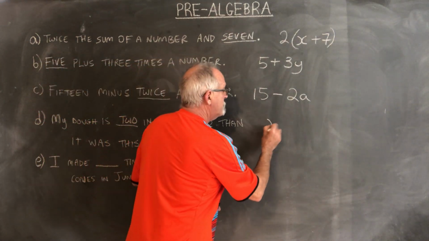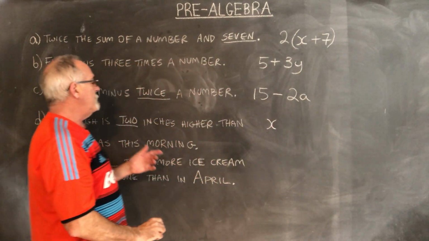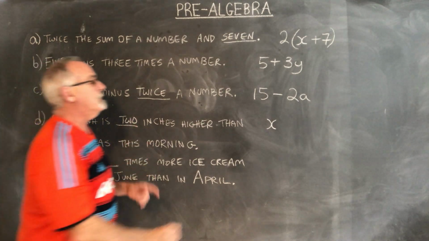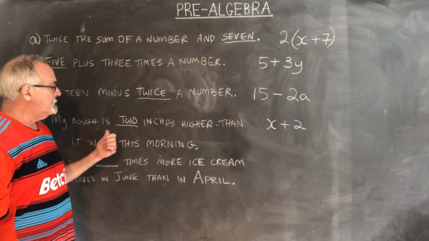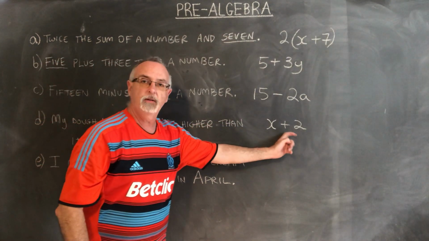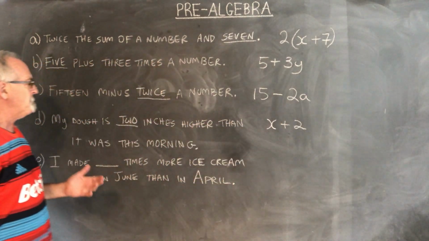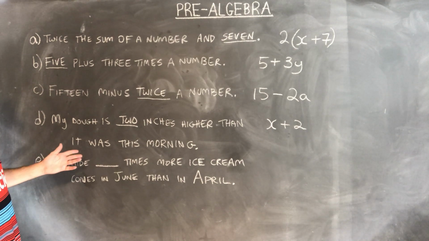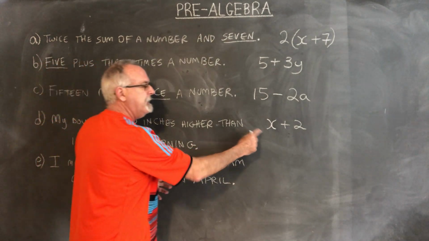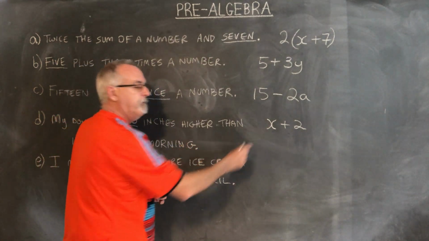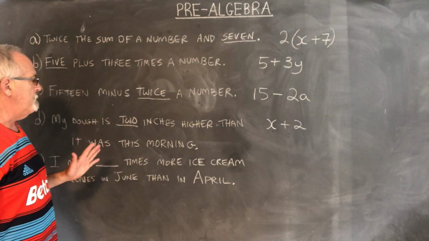So if x is the height the dough was this morning, now it's 2 inches higher, so that is x plus 2. I didn't use the word plus in the sentence, but I was still able to realize when I needed to add. I didn't use the phrase a number, but I was still able to figure out what it was I wanted to make my variable equal to. I'm getting better at this.